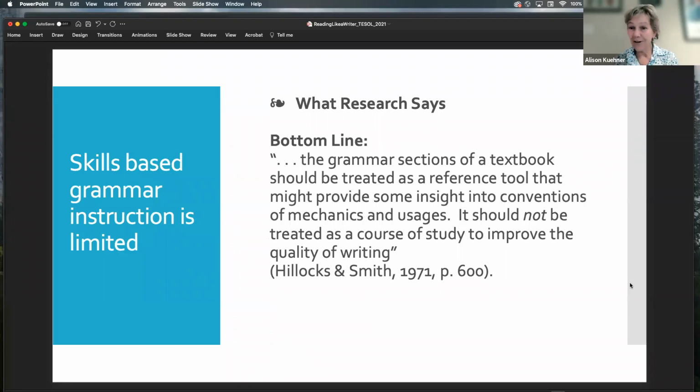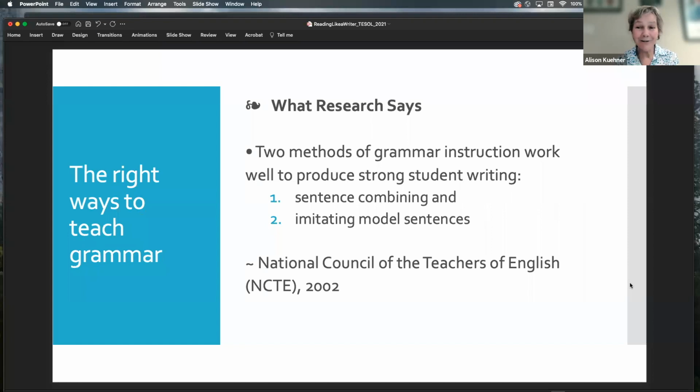Hillocks and Smith, this meta-analysis that was done and actually mentioned in the article that I asked you to read, suggest one can use a grammar handbook or grammar instruction sometimes like you would a dictionary. If you don't know how to spell a word, you go and look it up. If you're making errors, you don't know when you should use which or that, you can go and look it up. So if there's an issue, a problem, then perhaps grammar can come in to intervene. But the idea that one should teach all the rules of grammar before one sits down and writes is really not the best approach. Okay, so what is a good approach?